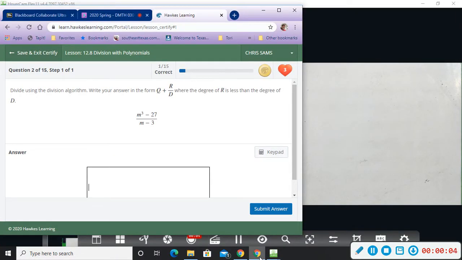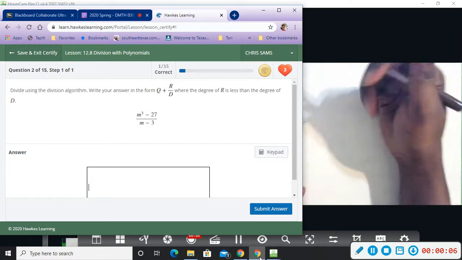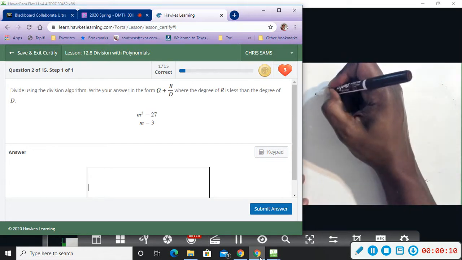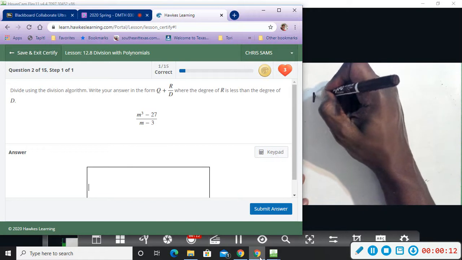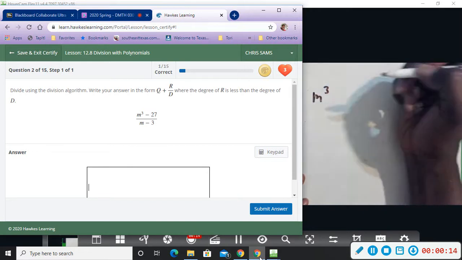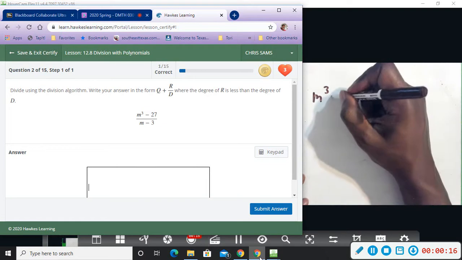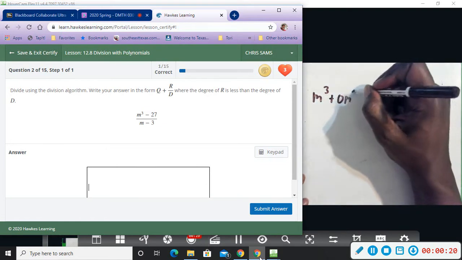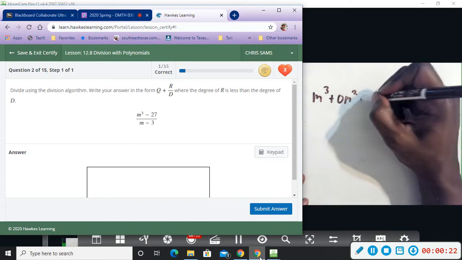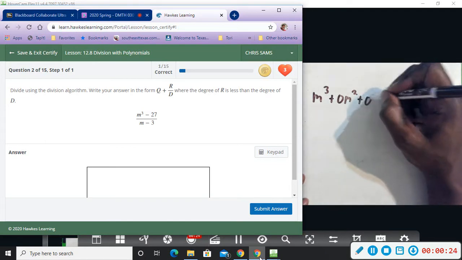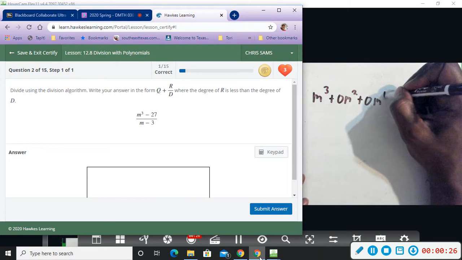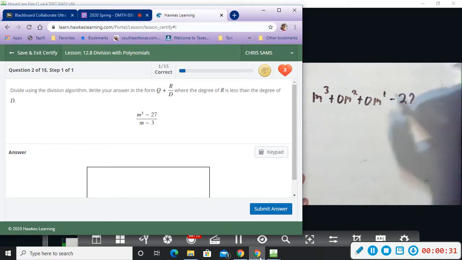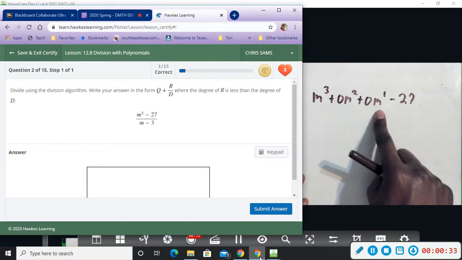Okay, number 2. I'm going to do this with synthetic division. It's going to be easier. The problem is we're missing some terms. So I have m to the third power, no m to the second, so plus 0m squared. I don't have an m to the first, so plus 0m to the first. And then minus 27. If you're missing terms, you've got to put zeros as placeholders.